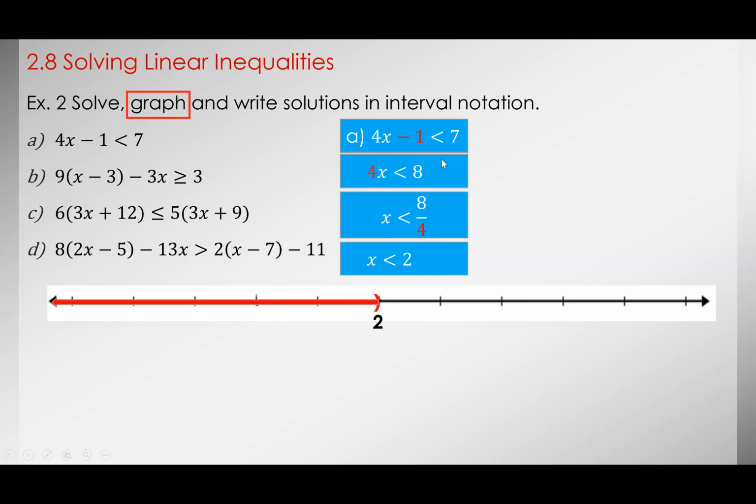So the first part, solving, is the same as before. You solve the same way you've been doing, get X by itself. The new thing is that we need to graph, which means identify your endpoint, decide whether to use a parenthesis or bracket, and whether to shade to the left or to the right. Once you have this, to write your interval notation, if you shade to the left, you start with -infinity, comma, to the endpoint 2.